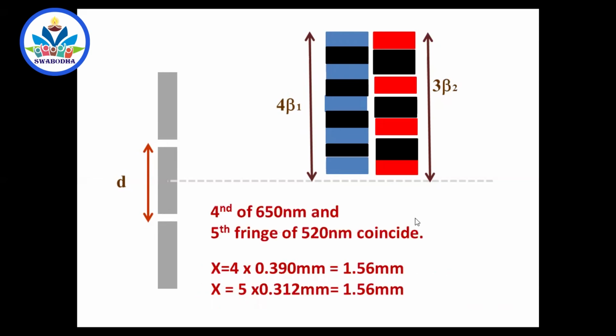So the 4th fringe of 650 nanometer and the 5th fringe of 520 nanometer coincide. And you got the fringe width actually. Fringe width of 650 nanometer is 0.390 millimeter, multiplied by 4, that is 1.56 millimeter, and for the 5th fringe of 520 nanometer, its beta is 0.312. Multiply this, you will get the same distance. Any one distance is enough if they ask you at what distance it is formed.